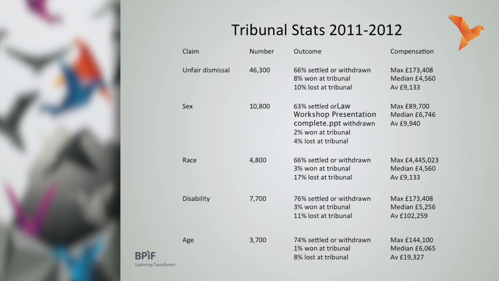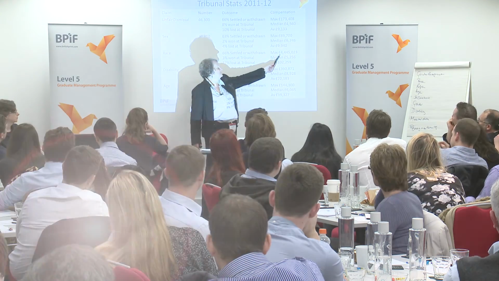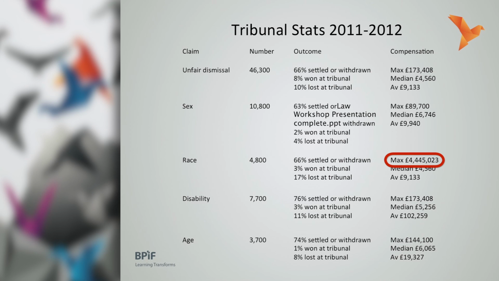There are some statistics just to give you an idea, pointing out that unfair dismissal is by far the biggest number of claims: sex, disability, race, age. And you'll also see that a tiny percentage actually get to tribunal. I just wanted to point out this figure to you here. £4.5 million.